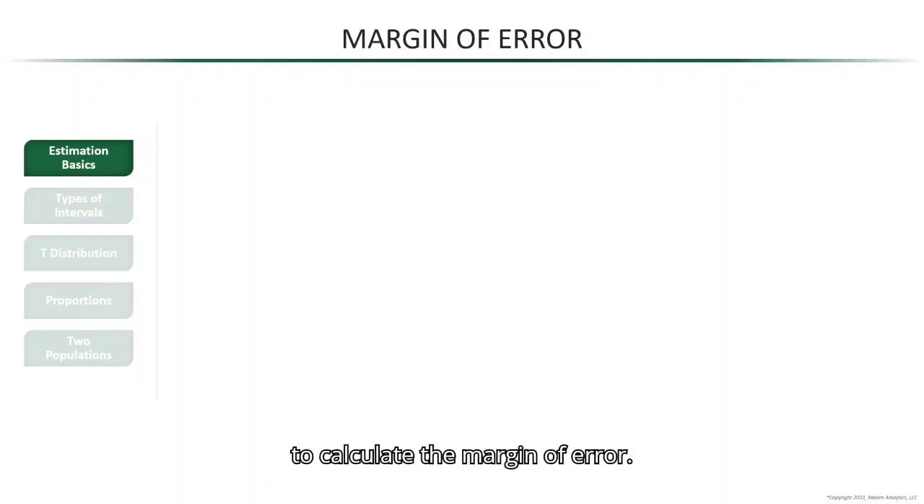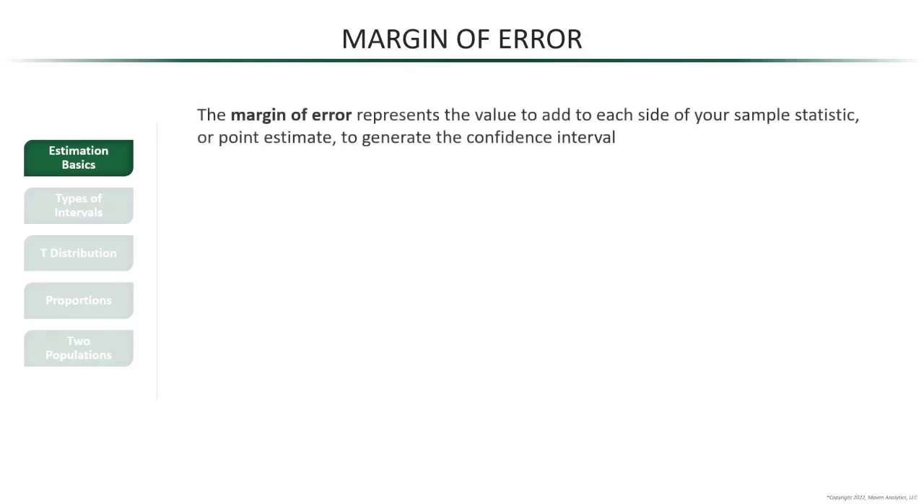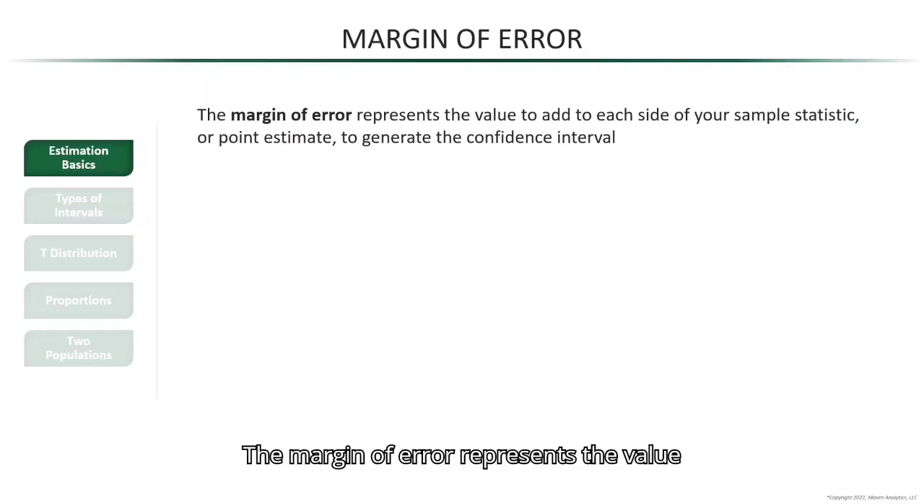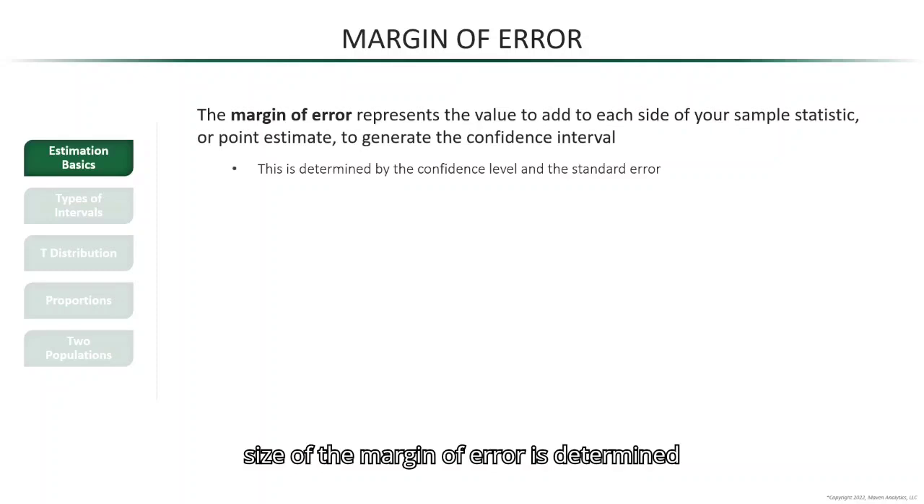So time to calculate the margin of error. The margin of error represents the value to add to each side of your sample statistic or point estimate to generate the confidence interval for your population parameter. And the size of the margin of error is determined by two things: the confidence level and the standard error.